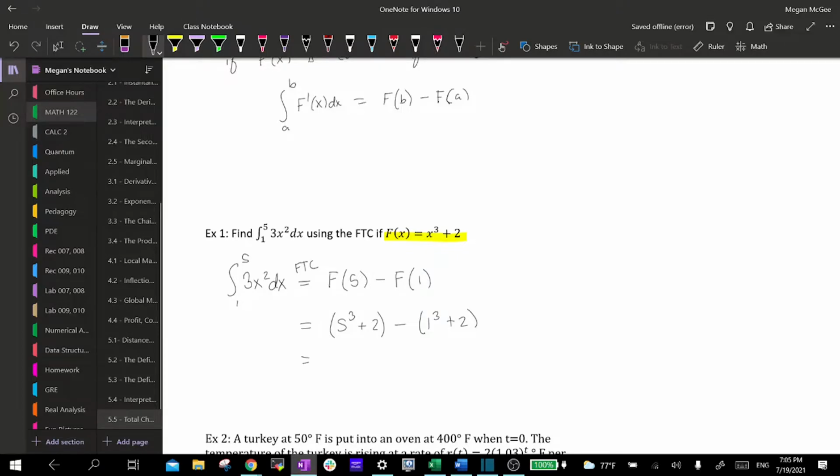So 5 cubed plus 2 gives us 127. 1 cubed plus 2 gives us 3, so we have minus 3, and so we get our final answer as 124, which, if you plugged our original integral into your calculator, you could check that this is the correct answer.